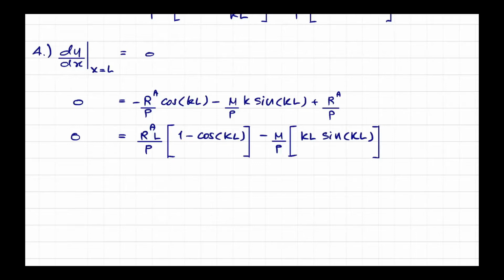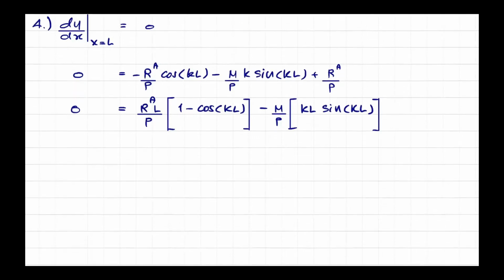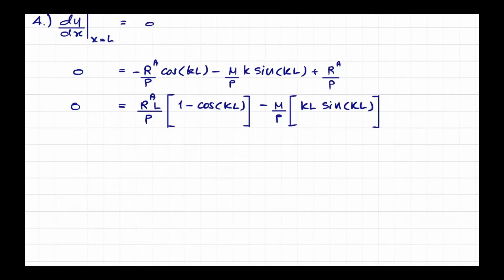So again you write M over P first, a little strategic planning for the solution. So M over P is given by RAL over P multiplied by 1 minus cosine KL divided by KL sine KL.